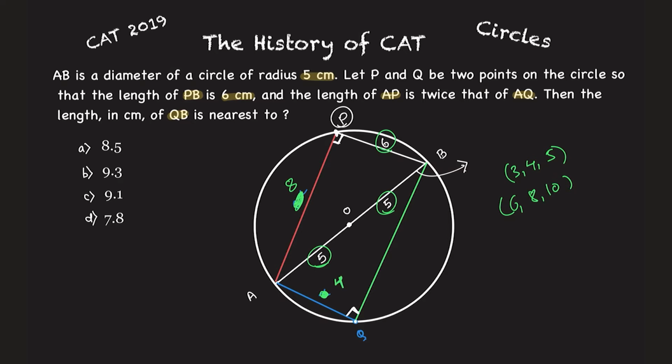If this is 4, again apply the Pythagoras theorem. So this 5 plus 5, 10 squared, that will be equal to AB squared, which is equal to AQ squared plus BQ squared. Okay, I know this, again Pythagoras theorem.